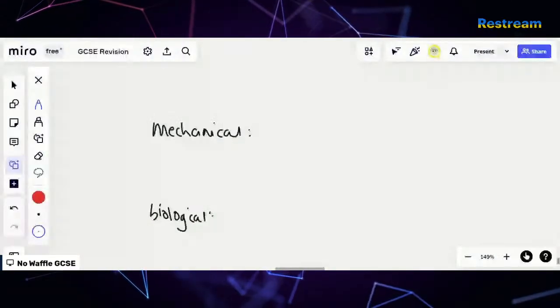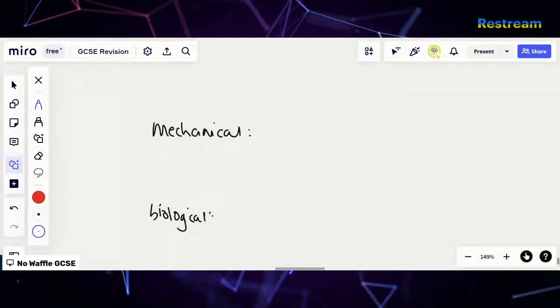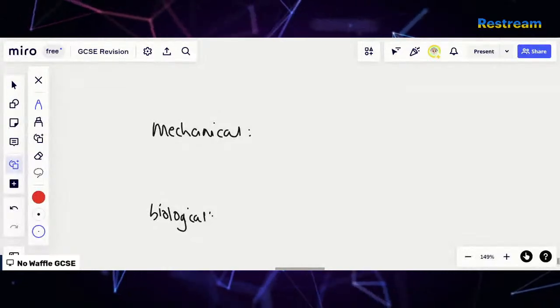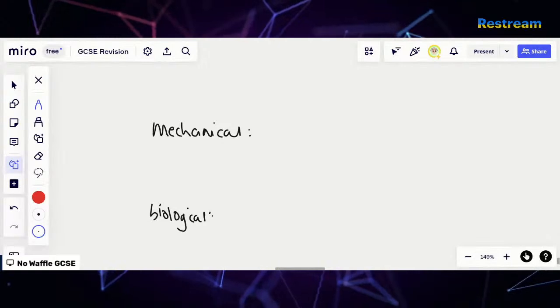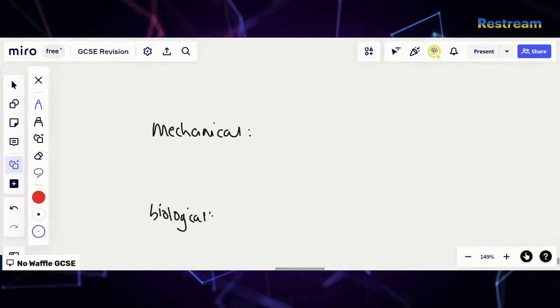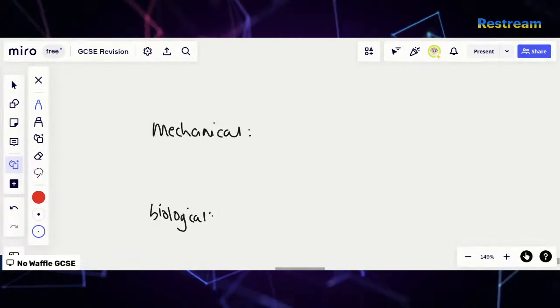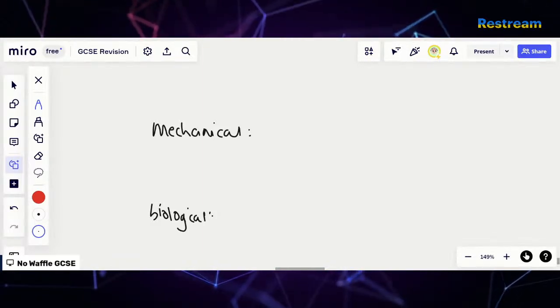Okay. So firstly, you need to make sure that you know what a valve is. A valve is the thing that's found in the heart that prevents the backflow of blood. The aim of the double circulatory system is that the blood flows in different directions, and in order to keep each one in the same direction, we have valves.